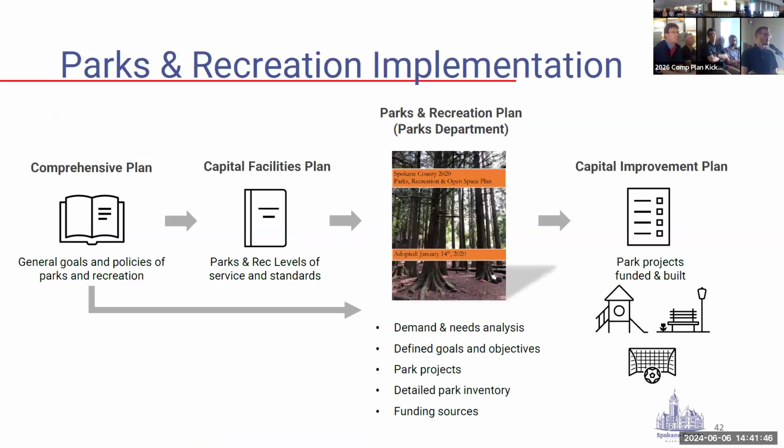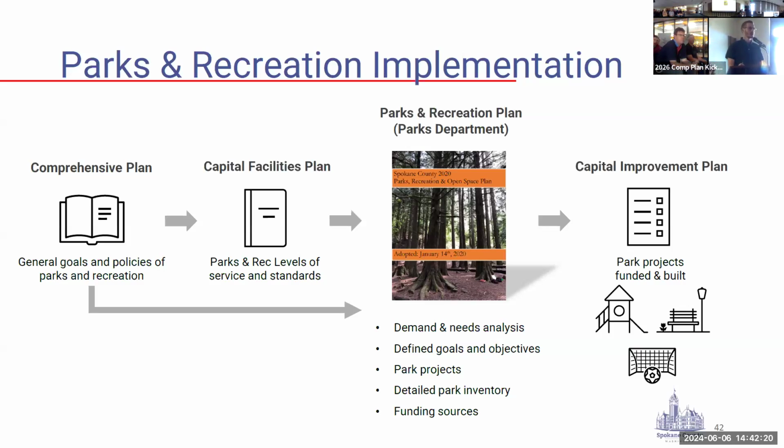Very similar to the transportation element, it's implemented in the same manner. The comprehensive plan is going to look at those general goals and objectives of what we want for parks. We're going to take the community's vision and what they value in a park system and place that into the comprehensive plan. That feeds into the capital facilities plan, which looks at an analysis of what we need to get done in order to meet the vision the community had in those goals and objectives, and also maintain that level of service.